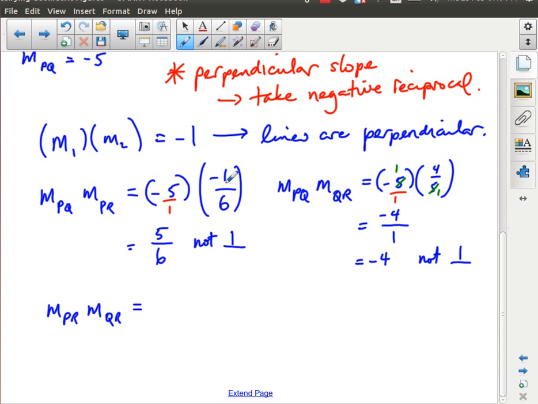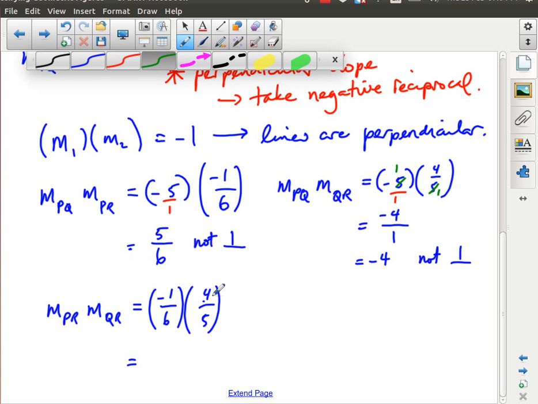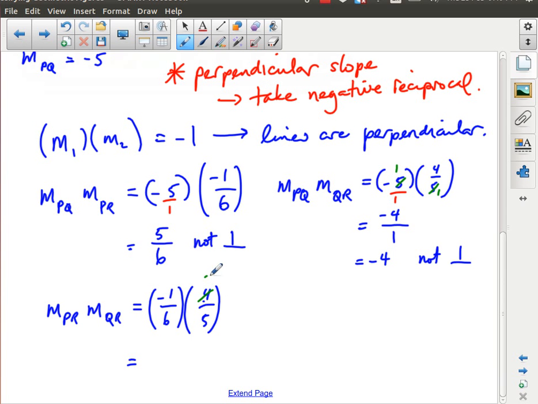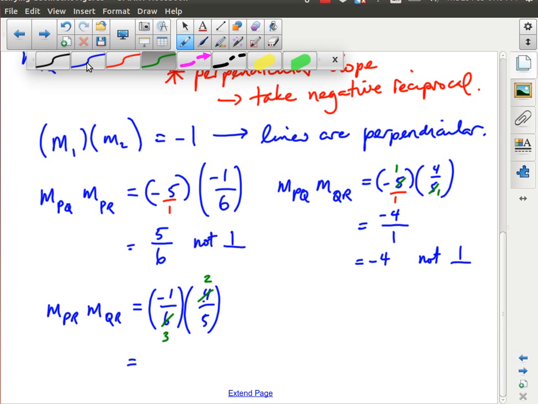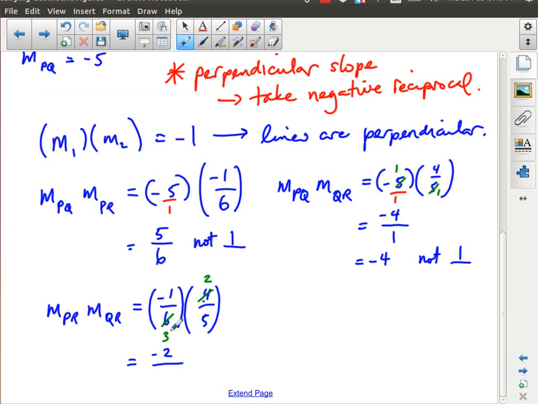I can see it here. It was -1/6. What is MQR? It's 4/5. And when I multiply that out, again, just noticing 4, let's see, 2 goes into 4 twice, 2 goes into 6 3 times. And that's the only simplification I can make. -1 times 2 is -2. 3 times 5 is 15. And so this one is also not perpendicular.